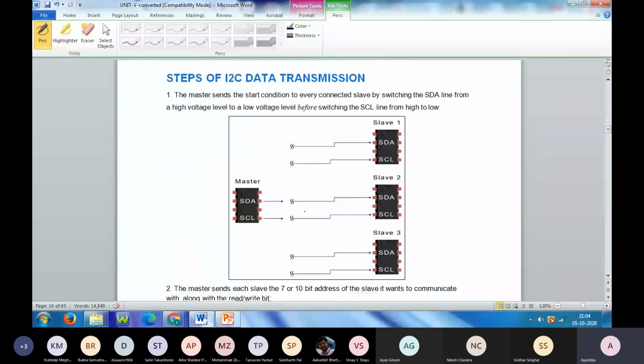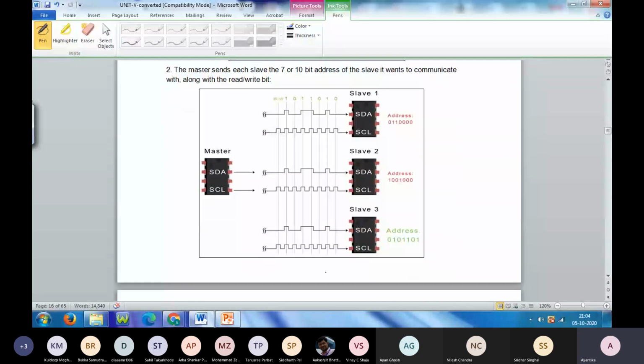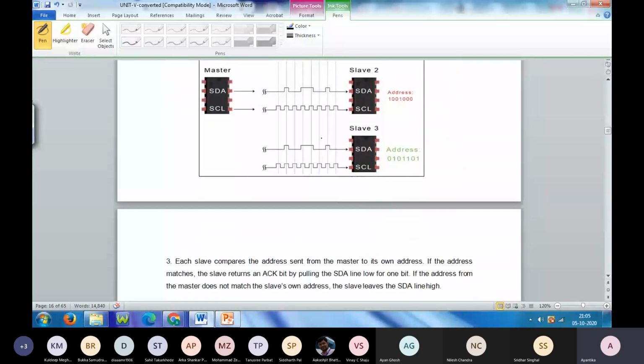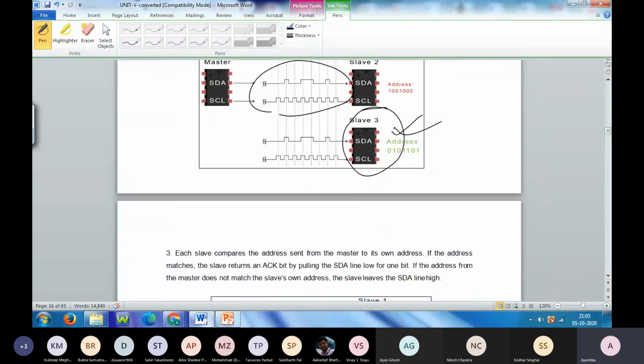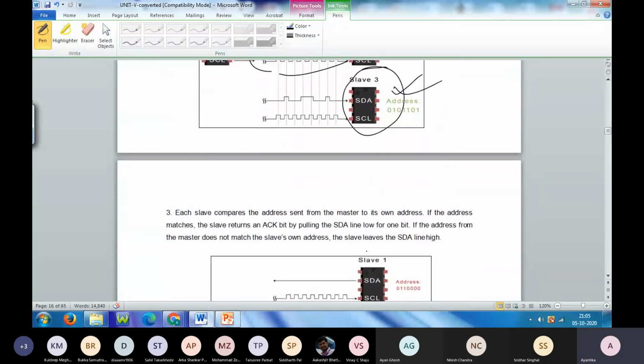So this is the step by step. You can check later how the master starts the communication and then sends each slave a 7 or 10 bit address, sending some address bit sequence. Based on that, the slave gets the idea that the master wants to communicate with this slave and not with the other slaves. So whatever message it is sending will be accepted by only this slave. And the rest will take place.